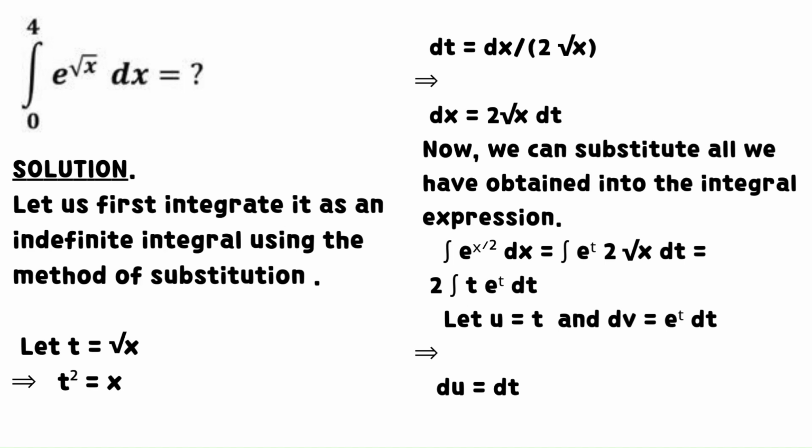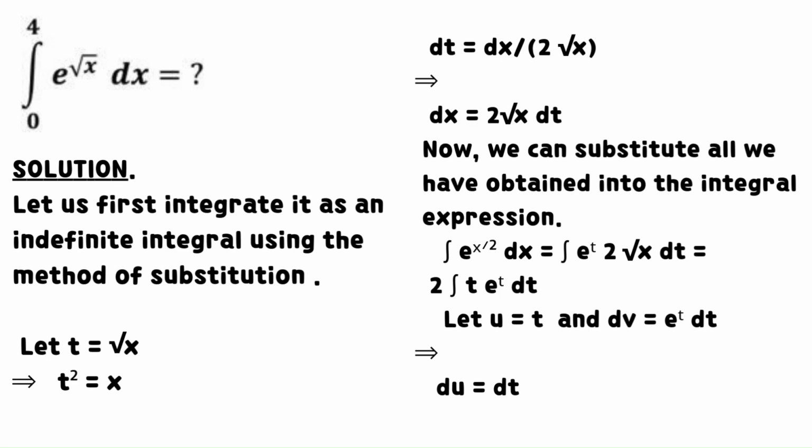The integral of e to the exponent of the square root of x, dx equals the integral of e to the exponent of t times the product of 2 and the square root of x, dt, which equals 2 times the integral of the product of t and e to the exponent of t, dt.